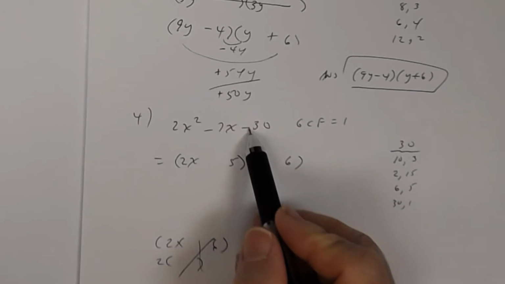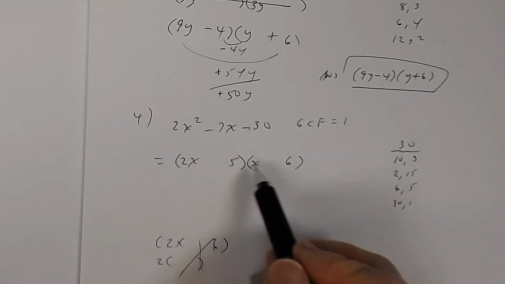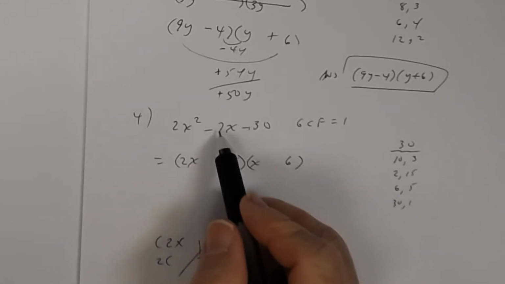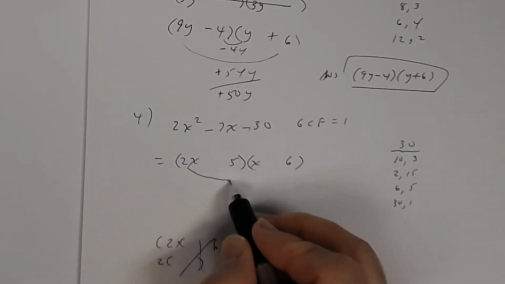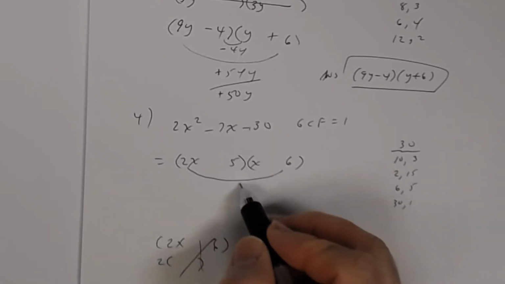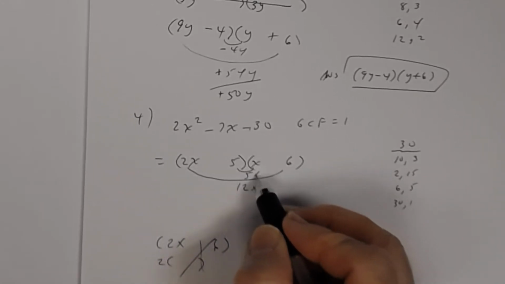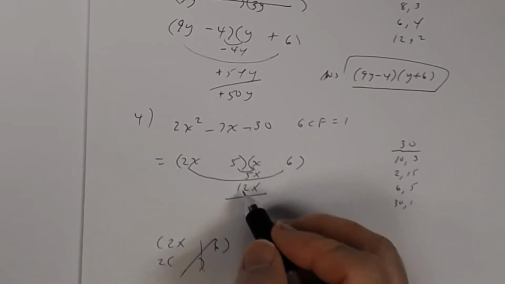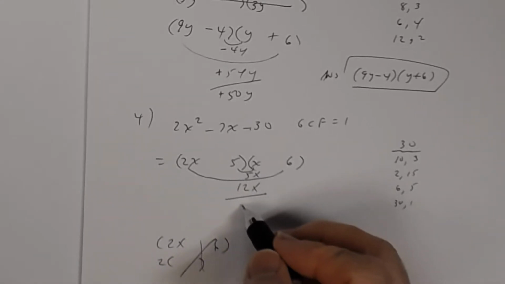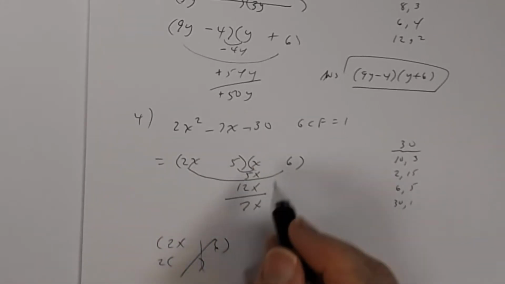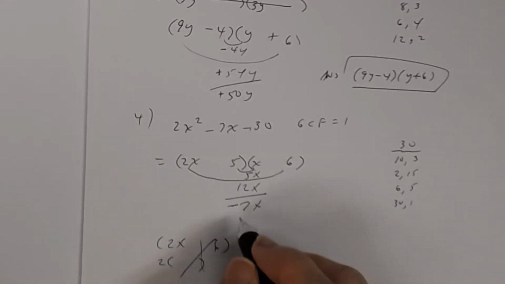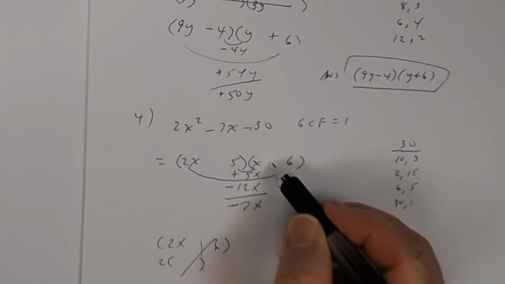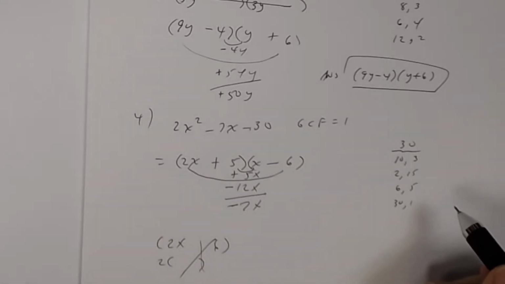The last sign's negative. That means these signs are different. And I want the outer and the inner to add up to be negative 7x. So let's talk about the outer. The outer is 12x. The inner is 5x. The signs are different, so I know I'm going to be subtracting those, not adding. When I subtract, I do get 7x, which is what I want. But I want a negative 7x. In order to get a negative 7x, this has to be negative, this has to be positive, which means the 6 is negative, the 5 is positive.